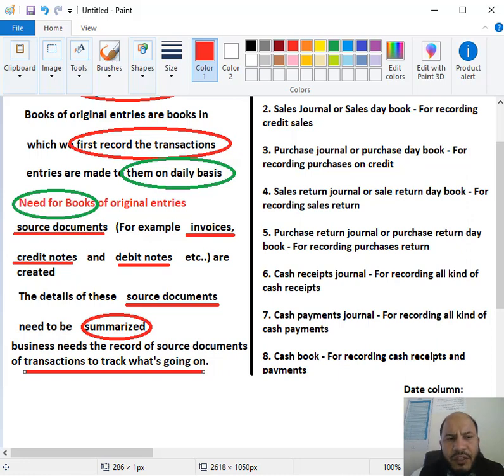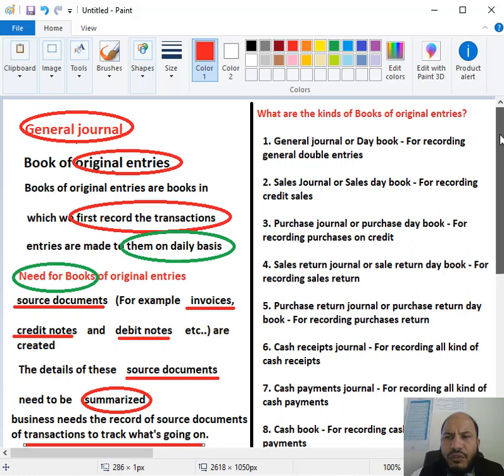In other words, the business needs records of all these source documents of transactions to understand what is going on within the business. These kinds of records that we make are within the original entries or the general journal. For this purpose, we may say that the general journal is needed. It is important that we have general journal entries within our business.